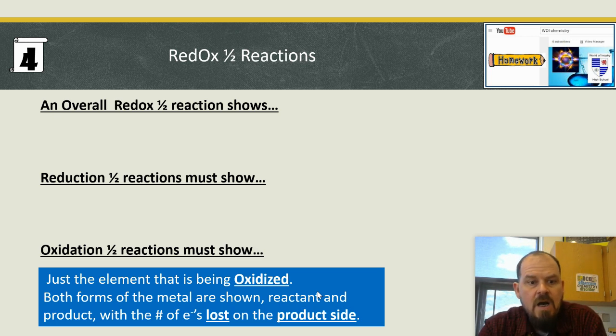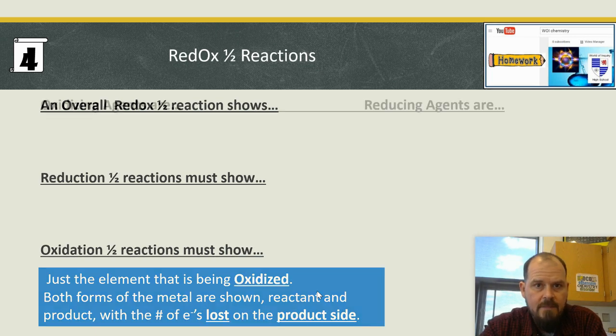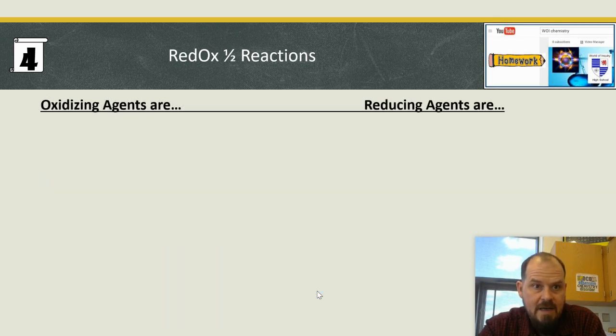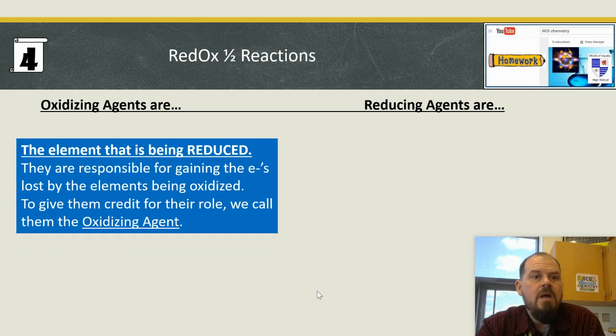Oxidation now is the opposite. Again, both forms of the metal are shown, but the number of electrons lost is now on the product side, and that is what we just did in that last example. Okay, good. Now on to the oxidizing agents.